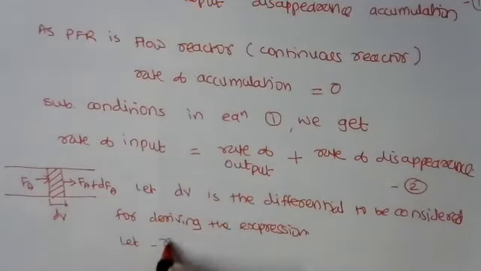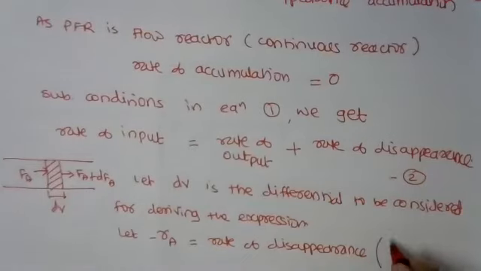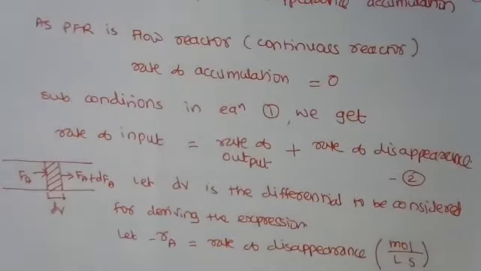Let minus Ra be equal to the rate of disappearance, and I hope you are aware that the unit is mole per liter per second. However, depending upon the type of the reaction, the time required may vary, and therefore in place of this S, in some cases you may find minute, in some cases hour, or even day is also possible.